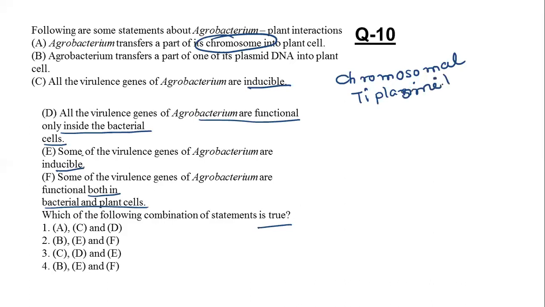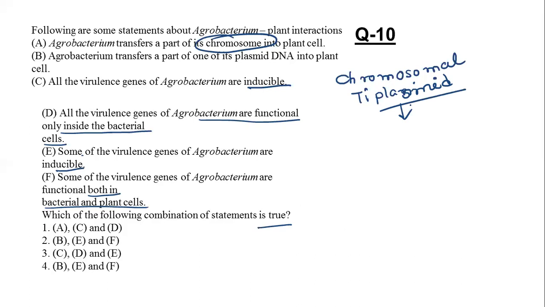Plasmid DNA transfer actually occurs. So plasmid, we know, is extra-chromosomal. It's not a part of its chromosomal DNA. Plasmid is defined as an extra-chromosomal, self-replicating, circular, double-stranded DNA molecule. So a plasmid would never be transferred here, right?